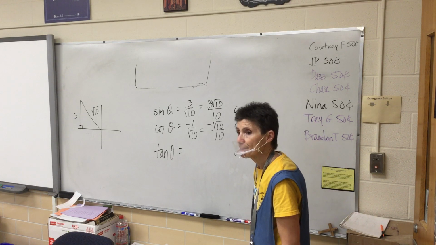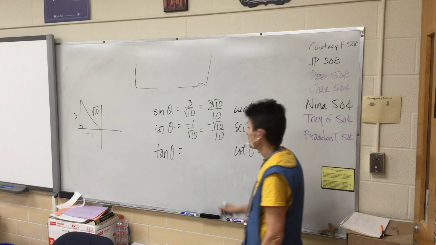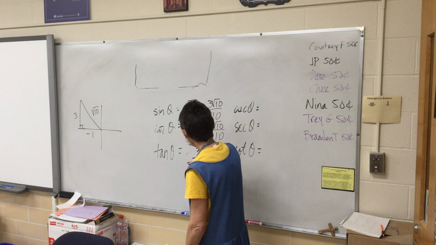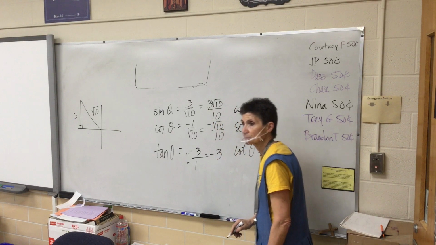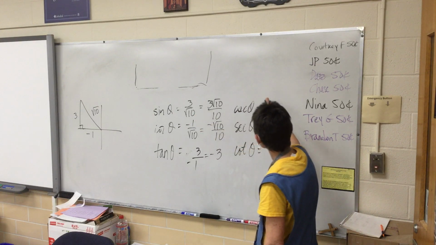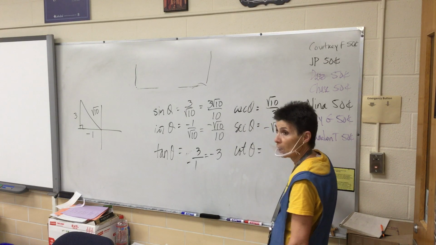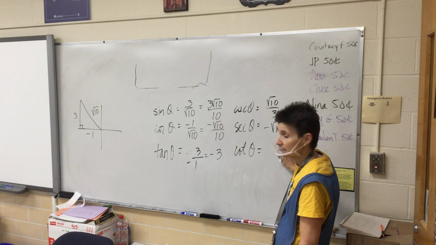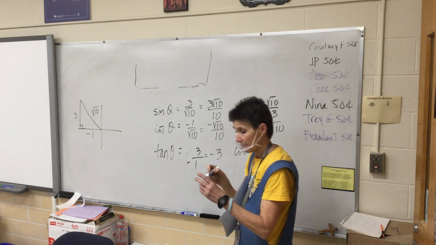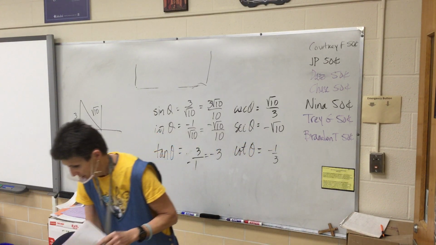What about my tangent? -3. It's actually 3 over -1, but that's the same as -3. And then we'll flip them. So flip this, you get root 10 over 3. Flip this, you just get negative root 10 over 1, or negative root 10. And flip this, you get negative 1/3. We done. And we'll stop there. Even though we probably could get another one done, we'll stop there.